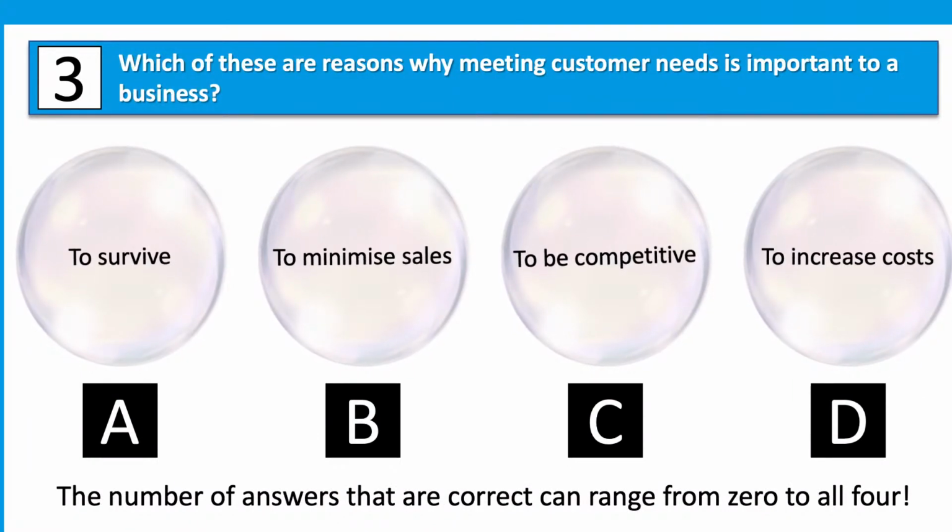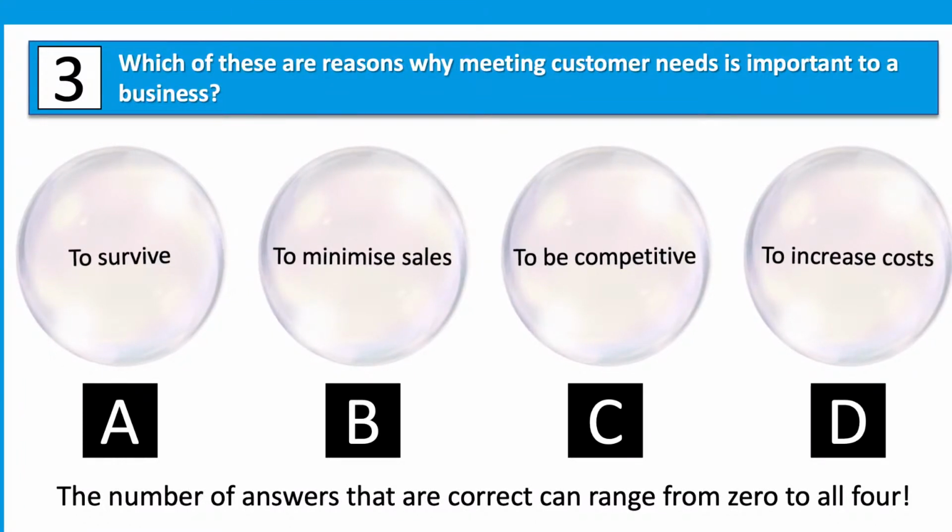Which of these are reasons why meeting customer needs is important to a business? A, to survive, B, to minimize sales, C, to be competitive, and D, to increase costs. Number, please. A number will suffice, but you can be more specific if you want to. Thanks, those that are giving me letters as well.